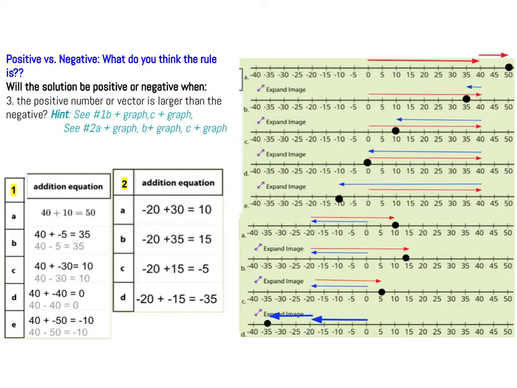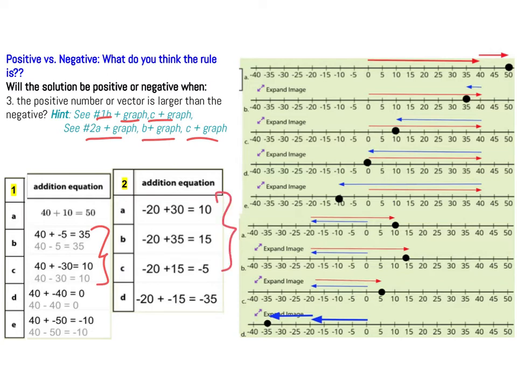Problem number 3. Will the solution be positive or negative when the positive number is larger than the negative? On this one, we're advised to look at number 1b plus the graph, number 1c plus the graph, 2a plus the graph, b plus the graph, c plus the graph. So there's a lot of them that we're going to look at. So that's 1b and c. We're going to look at these two, and then 2a, b, c. Going to look at these ones right here.